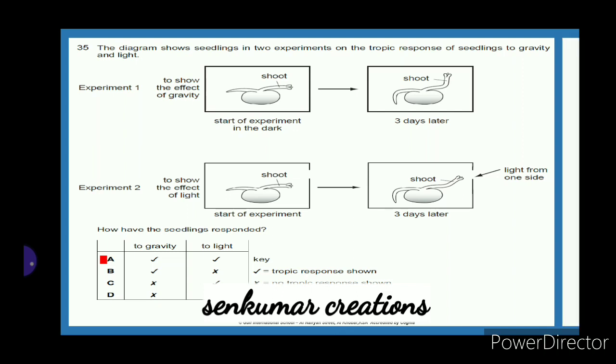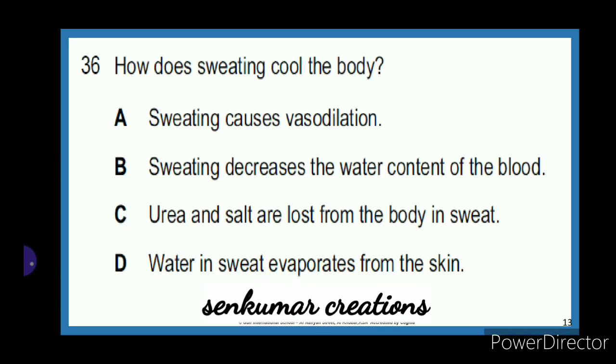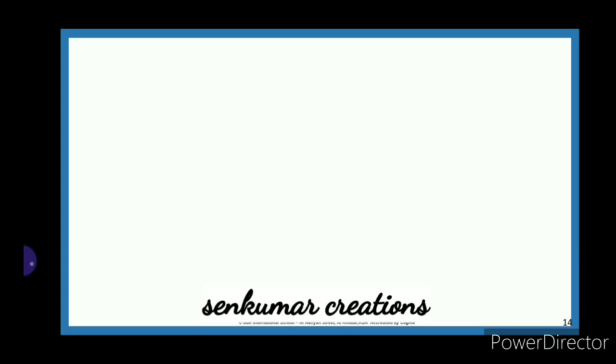Okay students, let's see the next question. How does sweating cool the body? Sweating causes vasodilation? Yes, correct. Sweating decreases the water content of the blood? No. Urea and salt are lost from the body in sweat? Water in sweat evaporates from the skin. So the body gets cooling. That is the main thing. So water in sweat evaporates from the skin, so that the body gets cooling and a constant body temperature is maintained. Let's see the next question.